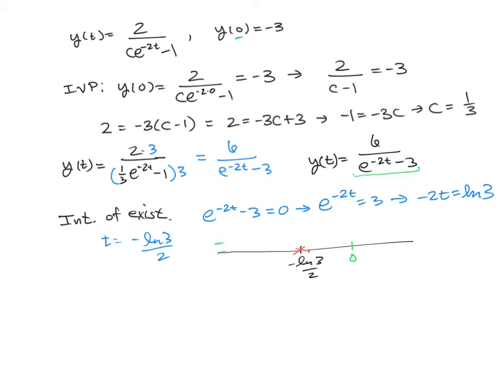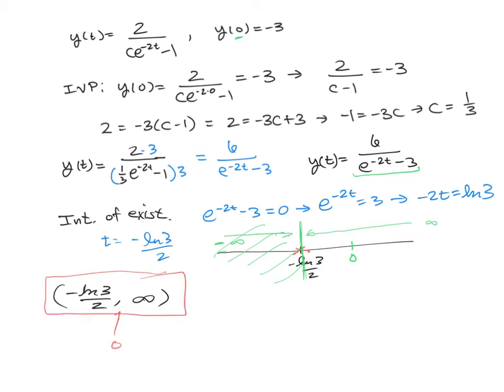-infinity over here, all the way up to here, or it's going to be infinity all the way up to there. And you can figure out which one you want. You want to avoid this bad spot, but contain 0. So that means that we're going to draw a wall here and eliminate this bad part over here. And our interval of existence is going to be from negative natural log of 3 over 2 to infinity. And just as a check again, the number 0 does live in this interval. So that is our interval of existence for this solution of the initial value problem.